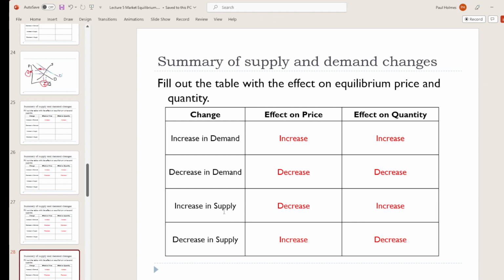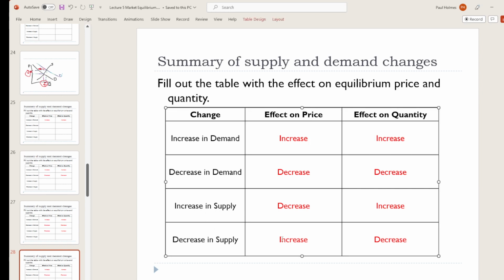Maybe we could spend a couple of seconds thinking about why these things work the way they do. An increase in demand means there's more people that want to buy. That means there's more competition for whatever this thing is. The way we handle that competition is the price pushes up. But with more people wanting to buy, we end up with more people buying overall. So both of these increase.